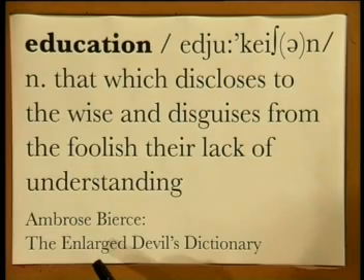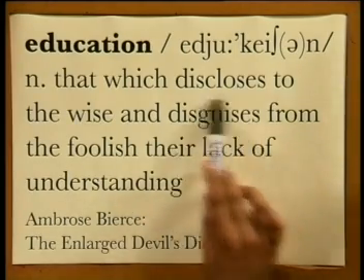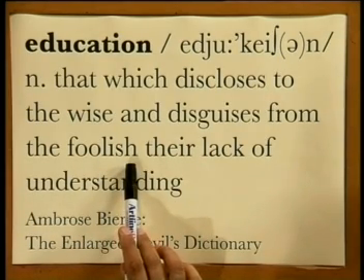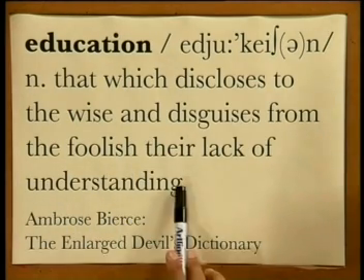The writer is trying to say that education shows people who think they are wise how much they do not know. Only through education do they realize how ignorant they actually are. What else does education do, according to this writer? Education is that which disguises or hides from the foolish, from silly or stupid people. What does education hide? Their lack of understanding too. This definition is an example of creative writing because the writer is expressing an opinion, saying that some people are really silly or foolish in thinking that the knowledge they have is a real education.